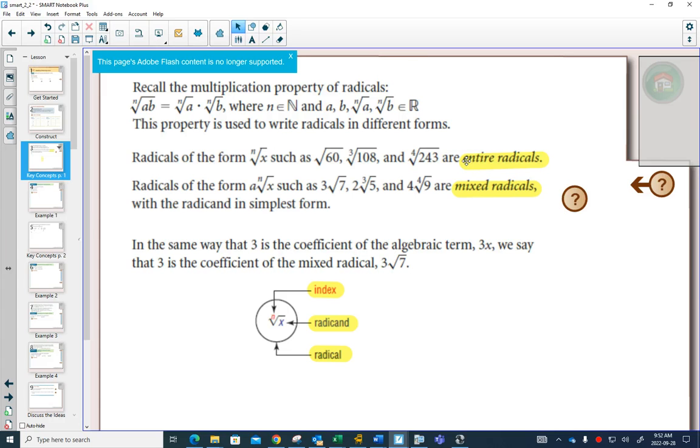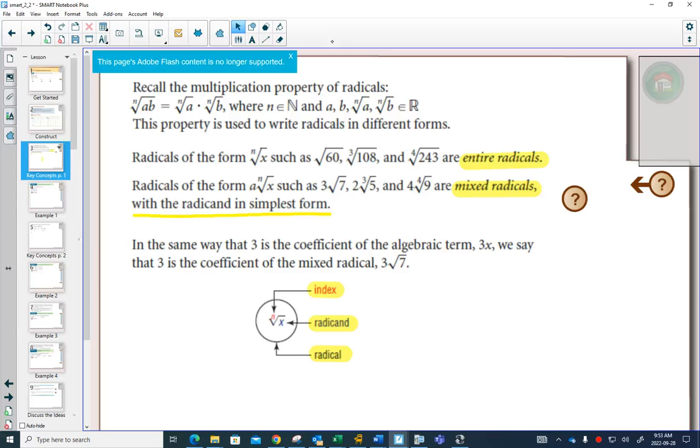So we're going to find that for a lot of our math, the mixed radicals will be the most helpful. Sometimes the entire radicals are going to be helpful, but for lots of math, the mixed radicals are going to be the helpful. In fact, we can underline this. When it's written as a mixed radical, we consider it to be in simplest form.